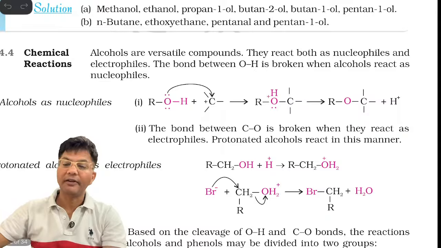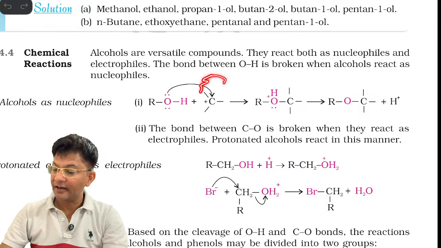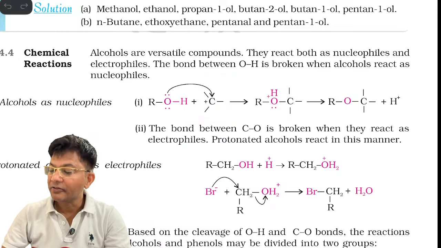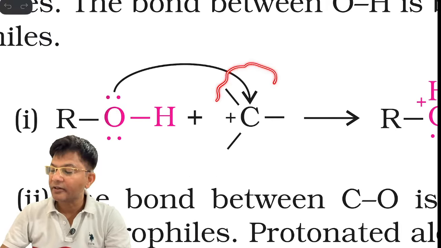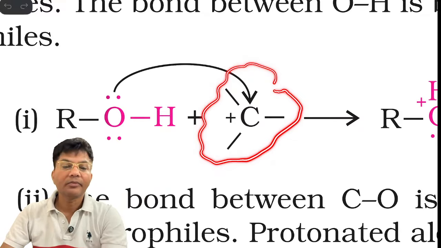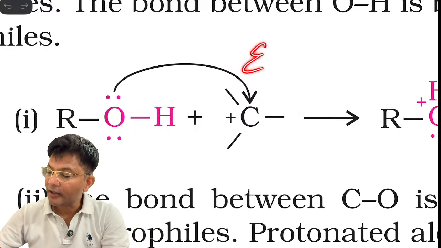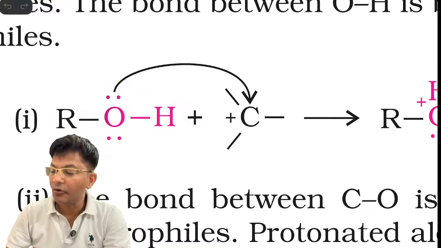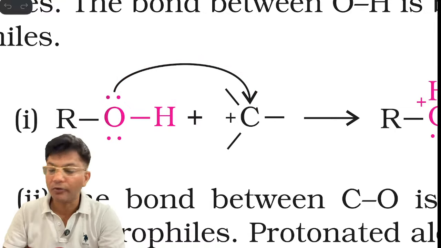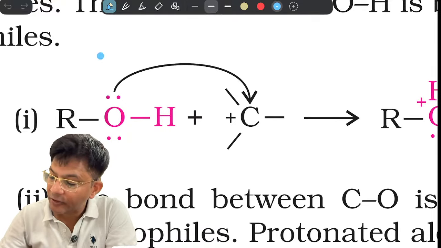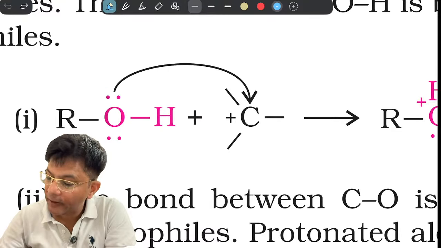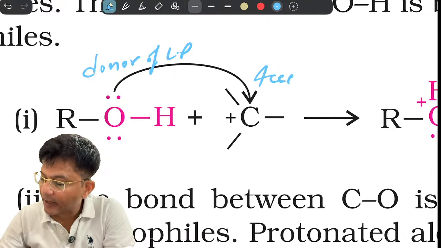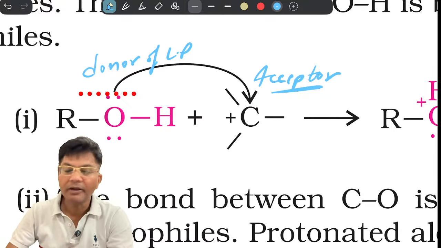Now, how are they acting as nucleophile? Just see, if in front of it there is a carbocation, this carbocation has just 6 electrons in the valence shell. Carbocations always have just 6 electrons in the valence shell. So all carbocations are electron-deficient electrophiles. Since it is an electrophile, this oxygen has a lone pair, and it will donate its lone pair. The one who is the donor of the lone pair will behave as nucleophile, and the acceptor will behave as electrophile.